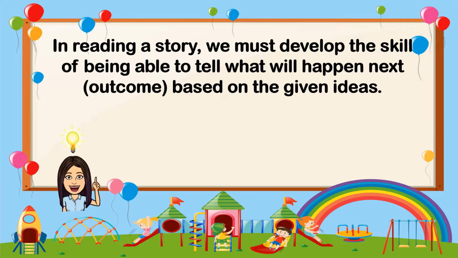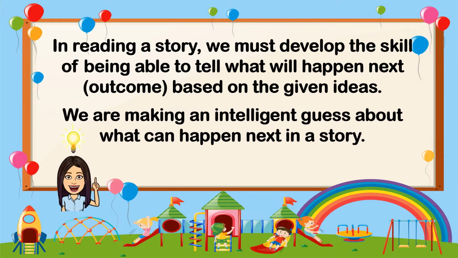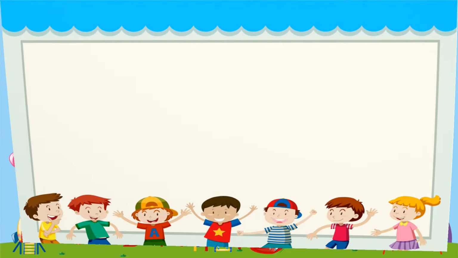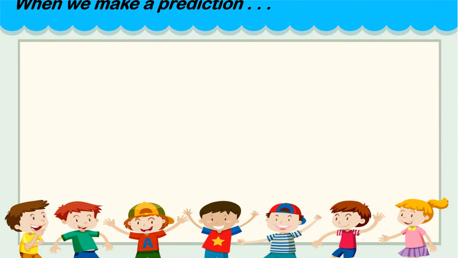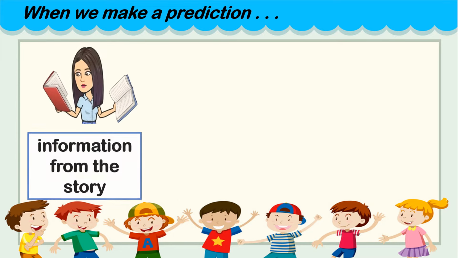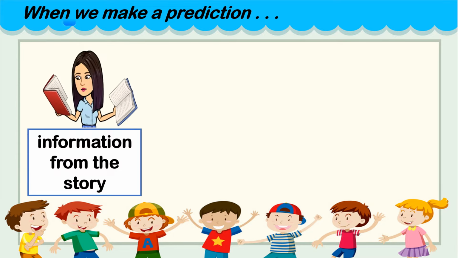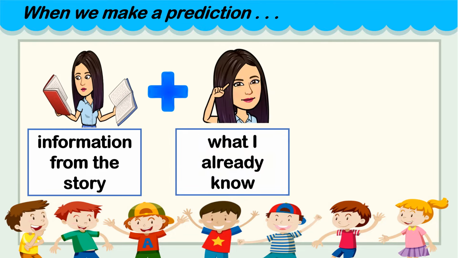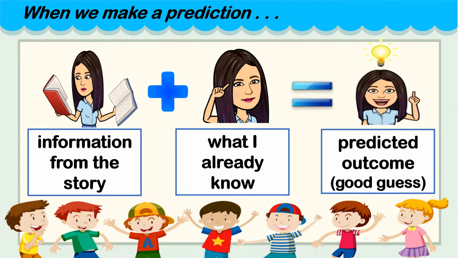In reading a story, we must develop the skill of being able to tell what will happen next, or the outcome, based on the given ideas. We are making an intelligent guess about what can happen next in a story. When we make a prediction, we use the information from the story plus the knowledge that we already know, and that will result in your predicted outcome, or your intelligent or good guess.